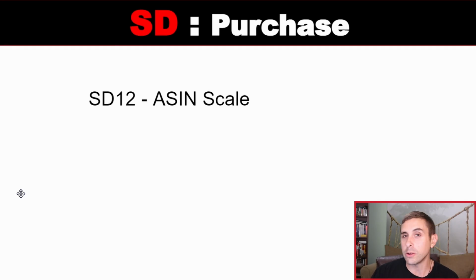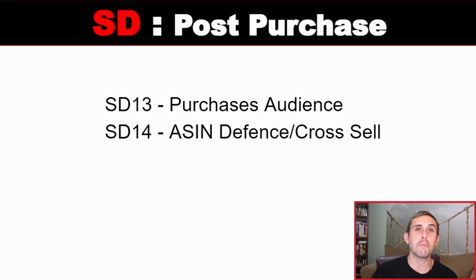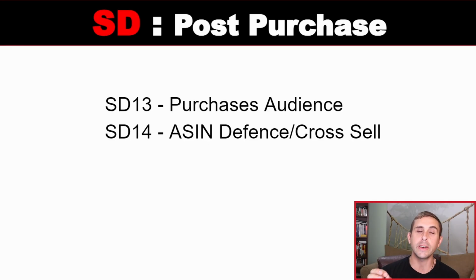All right, next, let's dive into the purchase phase. Once again, we have the ASIN scale. We can find all of those ASINs that have converted really well, and we can create a purchase campaign. And then we also have the post-purchase campaign, where we go into the purchases audience. Not all of you are going to have access to the purchases audience. And then also we could do the ASIN defense and the cross-sell for sponsored display ads. This is a great place to go ahead and do it.